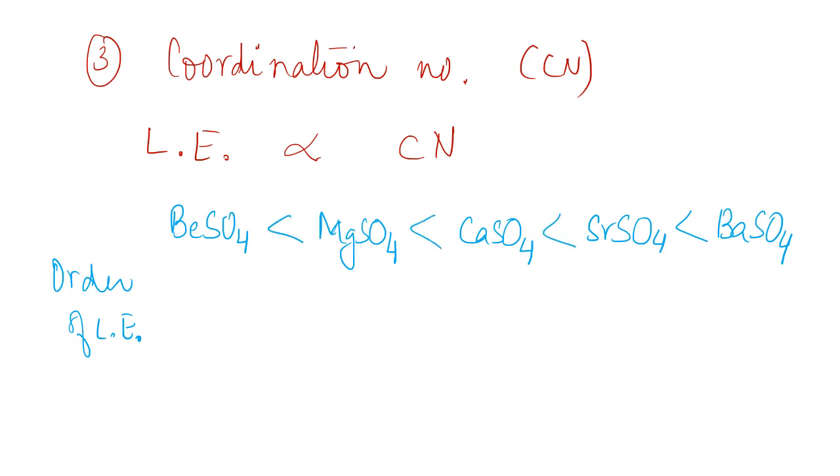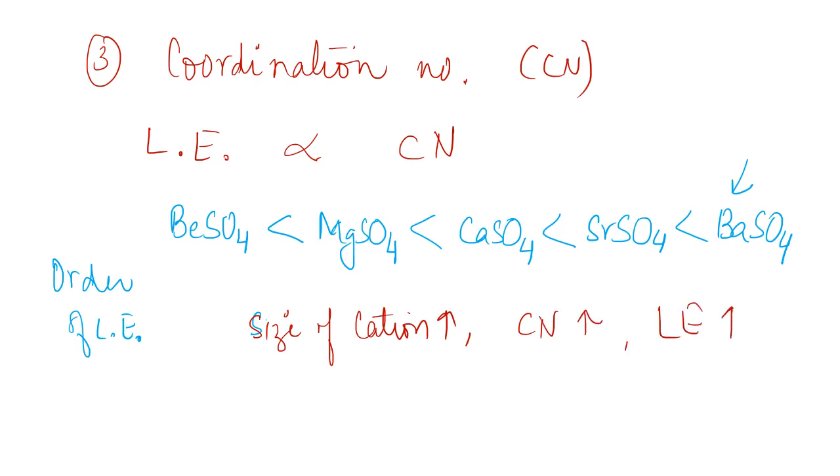Why? Because down the group the size of the cation is increasing, right? Size of cation is increasing down the group. अब जैसे जैसे size of cation बढ़ेगा उससे ज़्यादा anion आके जुड़ पाएंगे. So we can say the coordination number of that cation increases, hence the lattice energy increases.